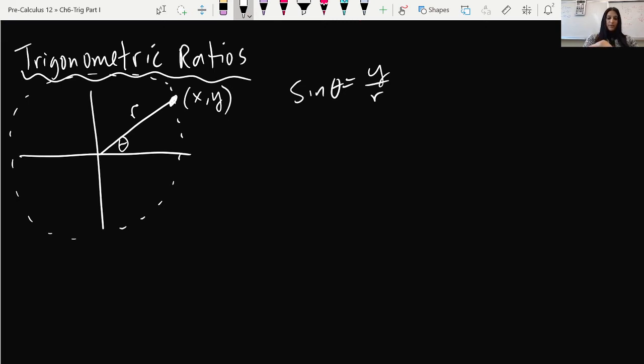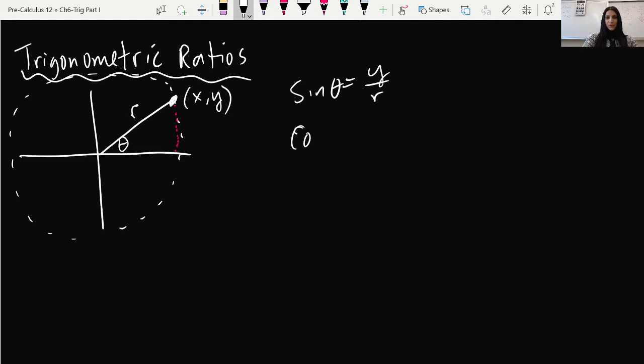I'm going to draw a dotted pink line there to show you, like, if I were to draw a straight line going down to form a right angle triangle, that would be the y value there divided by the radius, because the radius is the hypotenuse on this right angle triangle. So that's what this would be.